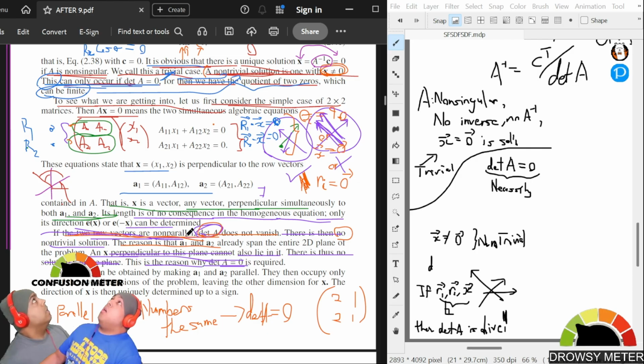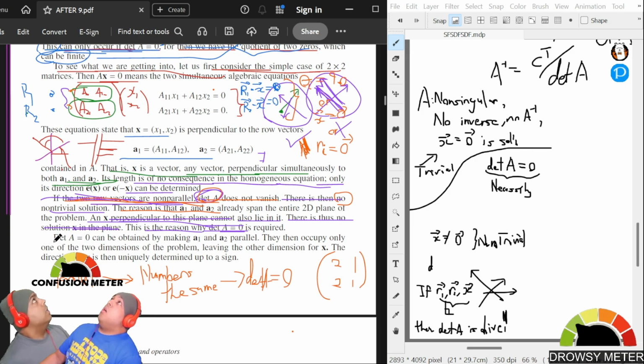If determinant A equals 0, that means they're parallel, which means X can occupy this. X can be here and here and here, perpendicular to the guys, right? Determinant A equals 0 can be obtained by making A1 and A2 parallel. Yeah, correct. They then occupy only one of the 2 dimensions of the problem, leaving the other dimension for X. The direction of X is then uniquely determined up to a sign.